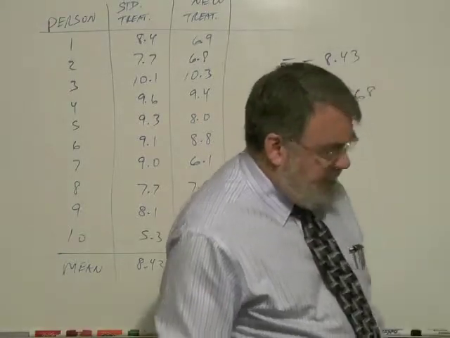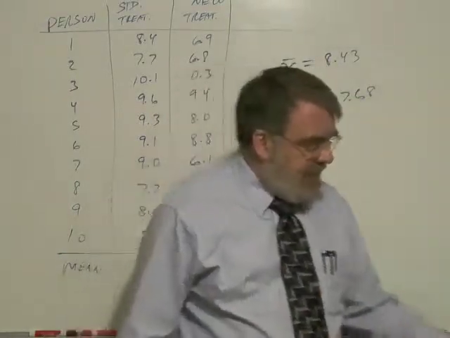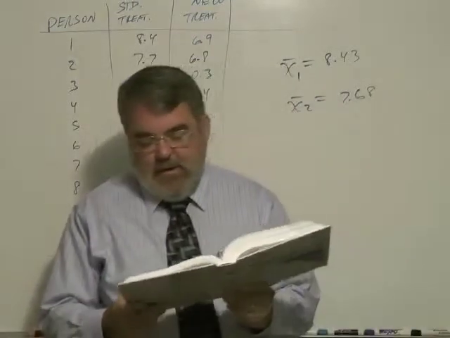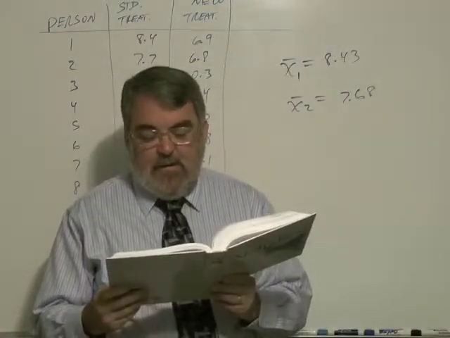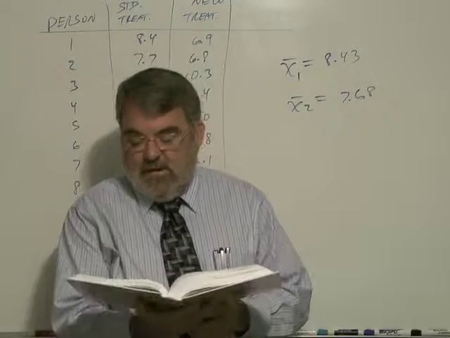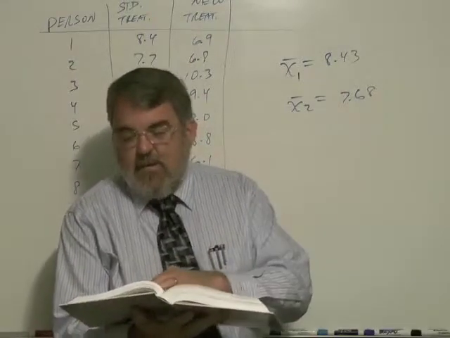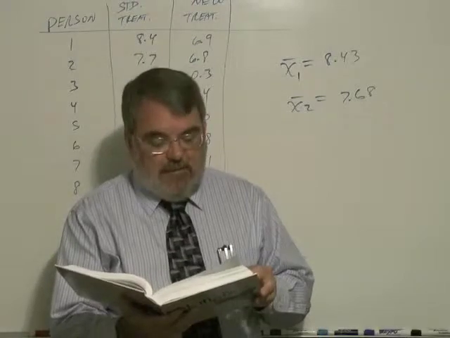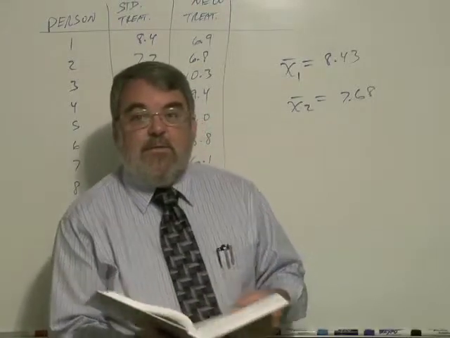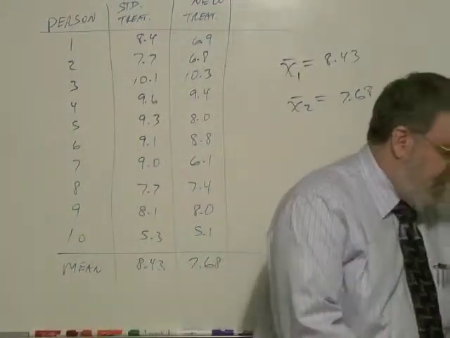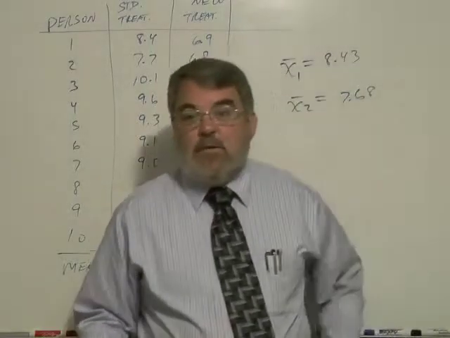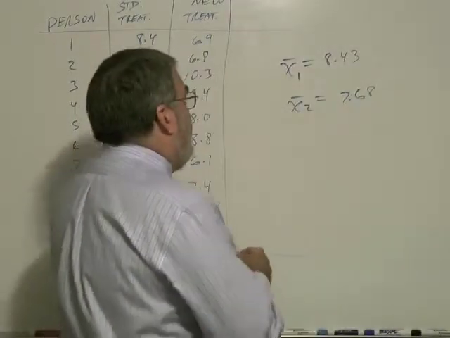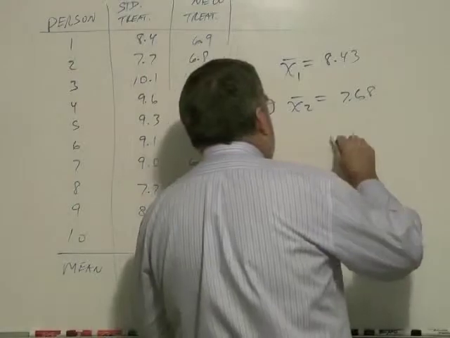And, well, the author's done that for us. Because he says in the book, an ordinary t-test for the difference between two means results in a non-significant t equal 1.15 with 18 degrees of freedom, p equals 0.13. So the p-value was large for the difference between two means.